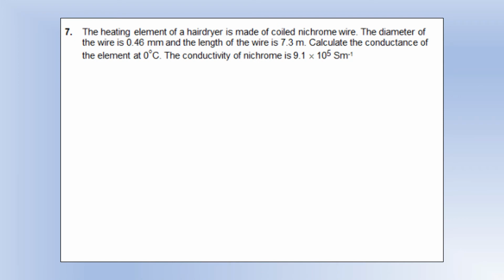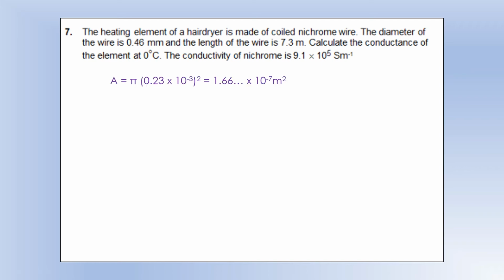So the heating element of a hairdryer is made from coiled nichrome wire. The diameter of the wire is 0.46 millimeters and the length is 7.3 meters. Calculate the conductance of the element at 0 degrees Celsius. The conductivity is 9.1 times 10 to the 5 Siemens per meter.